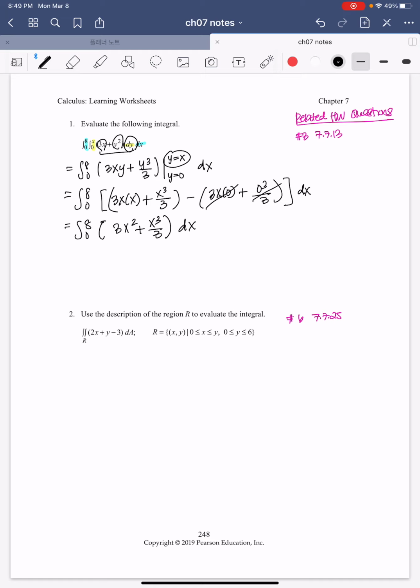So now you have a nice function with just dx. Same thing, I'm going to integrate for the second time, with respect to x this time. Term by term, we have 3x cubed over 3 plus x to the 4th over 12, from 0 to 8.